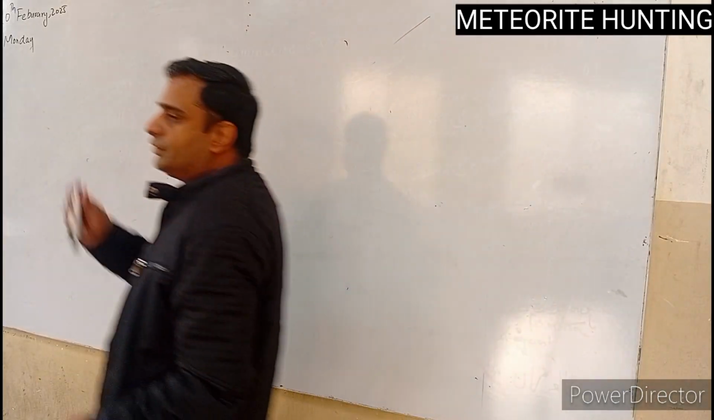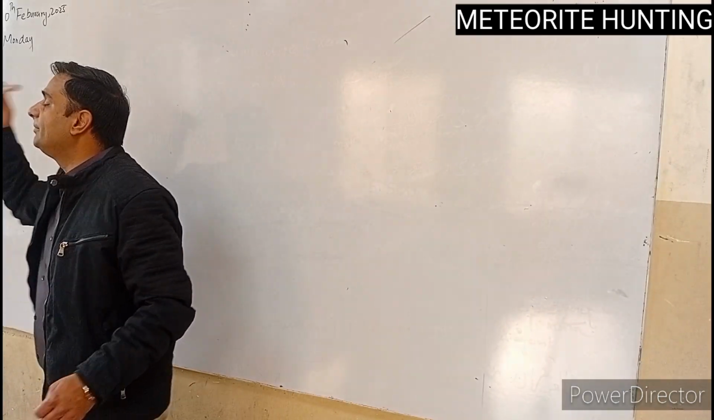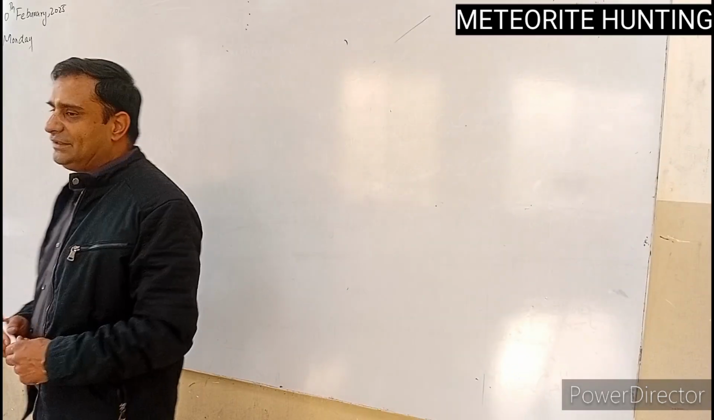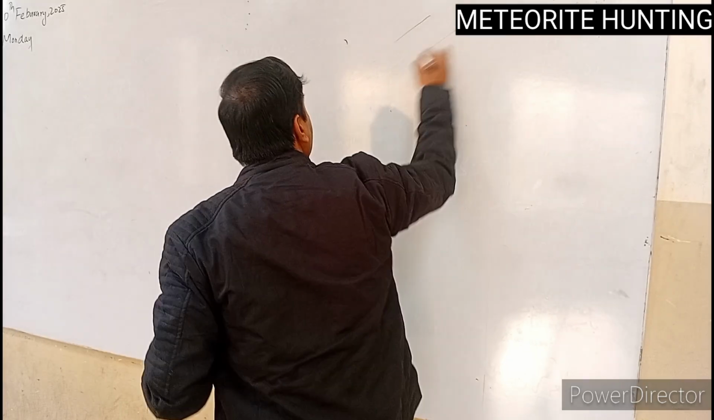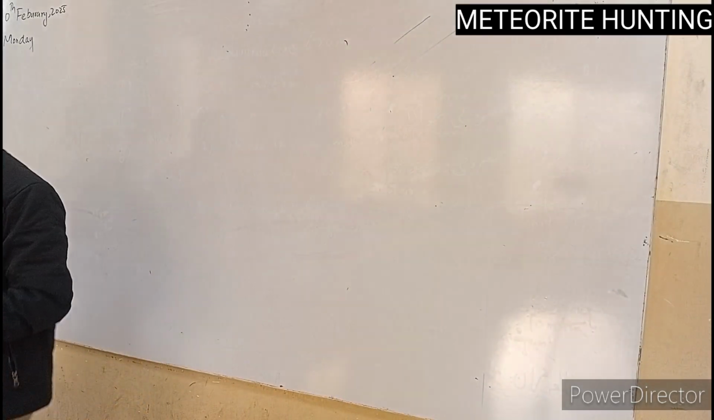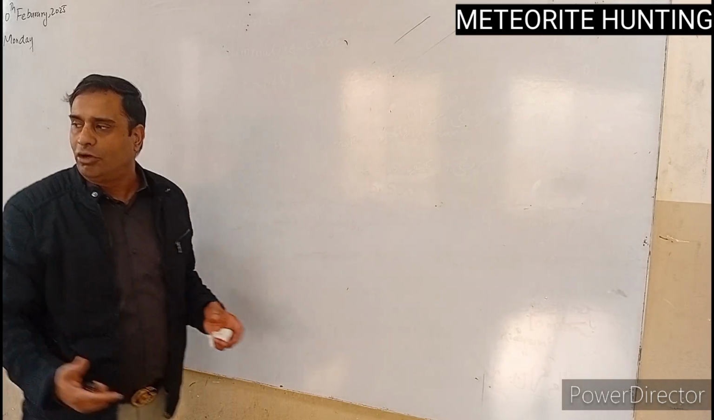Alright boys, today we are going to talk about how you can recover meteorites. First I am going to tell you what meteorites are. You must have observed in the night sky a streak of light that comes and vanishes away. Sometimes it is less than a second or so, and we normally call these shooting stars.